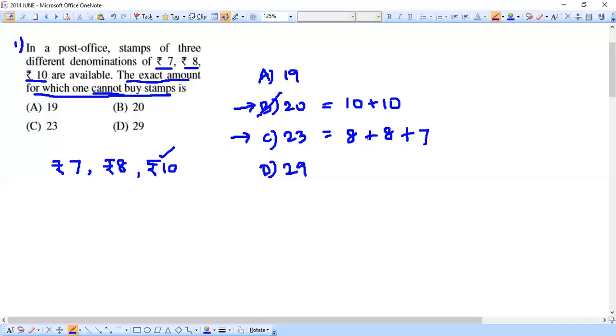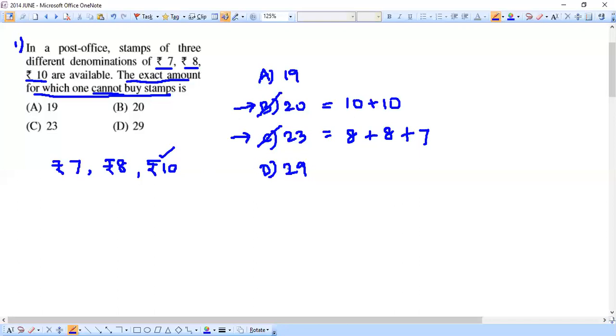That means if we buy 3 stamps, 8 rupees, 8 rupees, and 7 rupees, that is, in the 8 rupees category we buy 2 stamps and in the 7 rupees category we buy only 1 stamp, we'll be able to get an amount of 23. So that means 23 is also possible. This is the way we have to think and eliminate the answer choices.